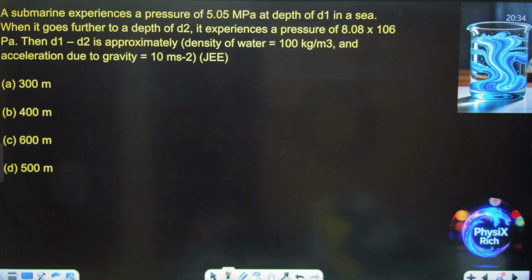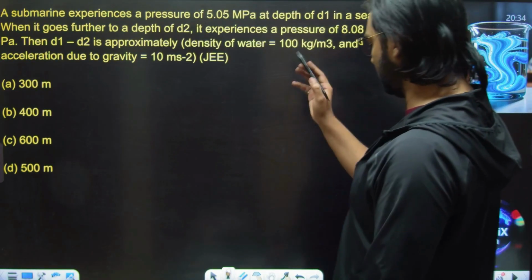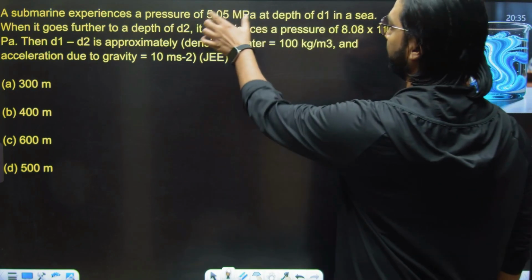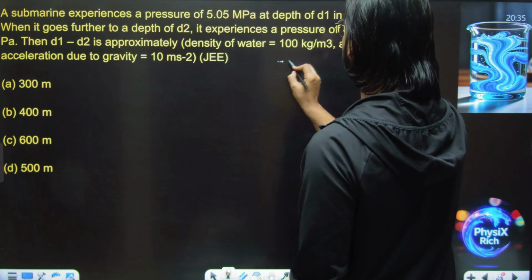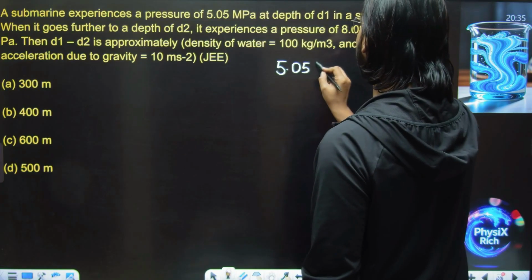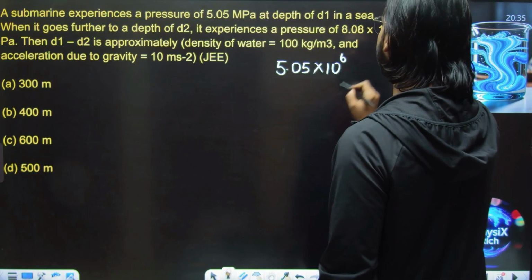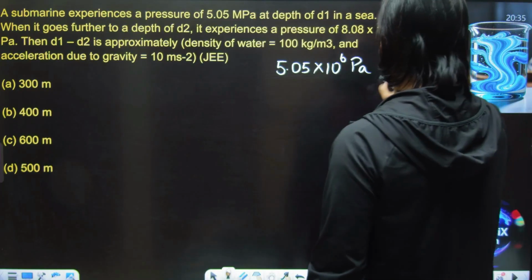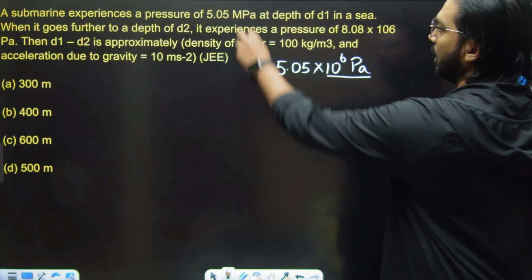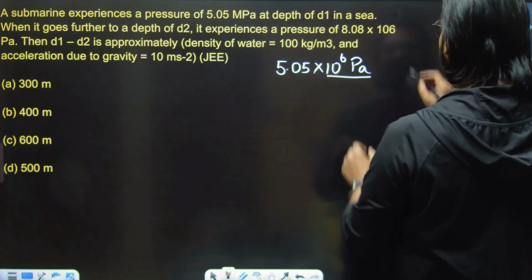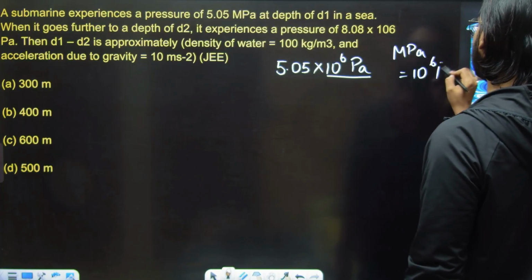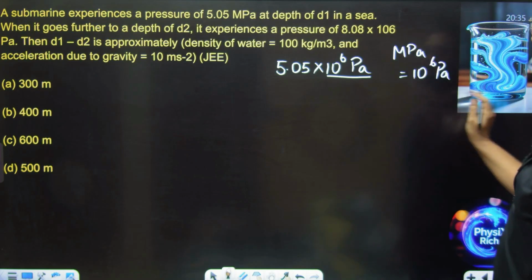So let's take a quick look at what is happening in this question. We have a submarine that is experiencing a pressure of 5.05 megapascal. My dear students, 5.05 megapascal is the same thing as 5.05 times 10 to the power 6 Pascal, because this is exactly what a megapascal is. Capital M is mega. Megapascal is the same thing as 10 to the power 6 Pascal. Okay, please remember this part.